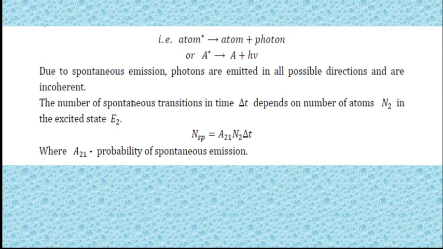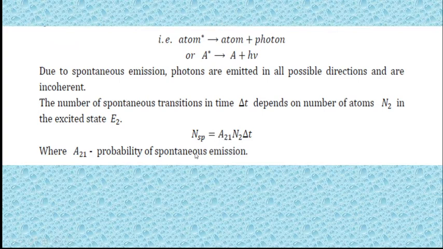The number of such spontaneous transitions depends on the number of atoms present in the excited state. Let it be N2. Therefore, NSP represents the number of spontaneous transitions. In other words, the number of downward transitions, or transitions from higher energy level to lower energy level, will be equal to A21 N2 delta T.